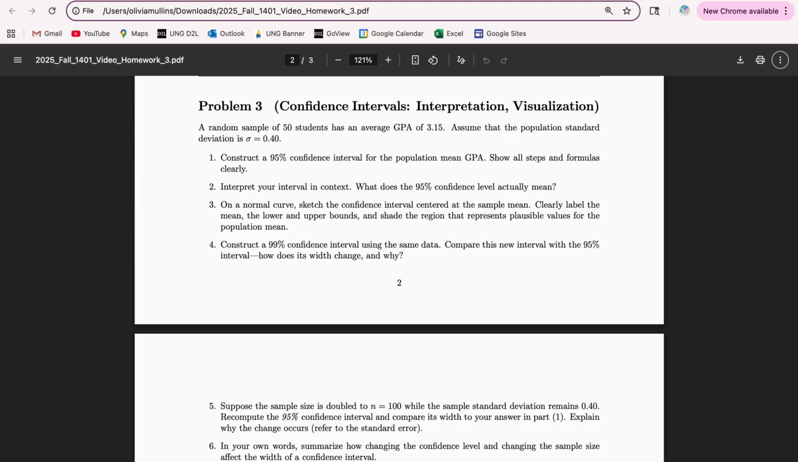Next question. Question 3 says, on a normal curve, sketch the confidence interval centered at the sample mean. Clearly label the mean, the lower and upper bounds, and shade the region that represents plausible values for the population mean.